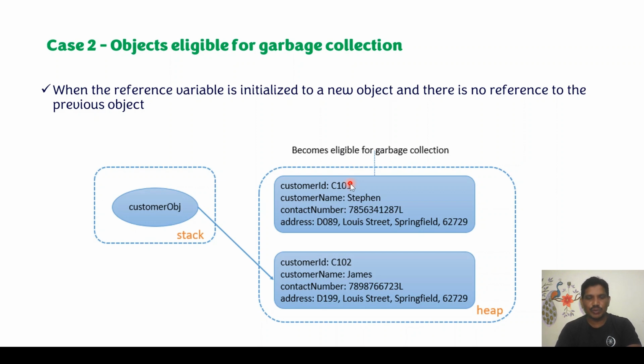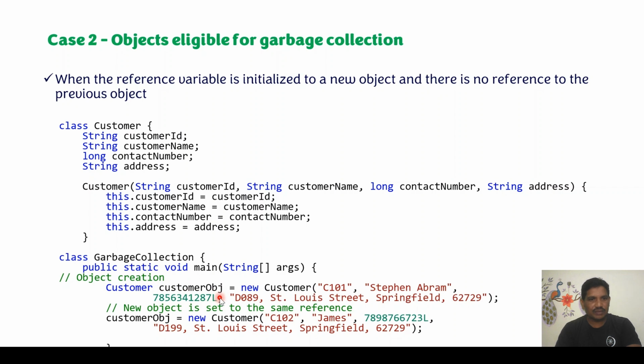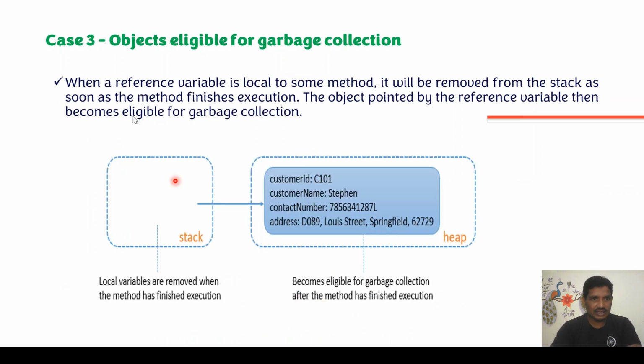Anyway, I will show you practically. The reference variable is customer obj. By using the same reference variable, the second instance has been created. Now customer obj is pointing to this object. This object does not have any reference. This object is eligible for garbage collection. In such cases, the object is eligible for garbage collection.